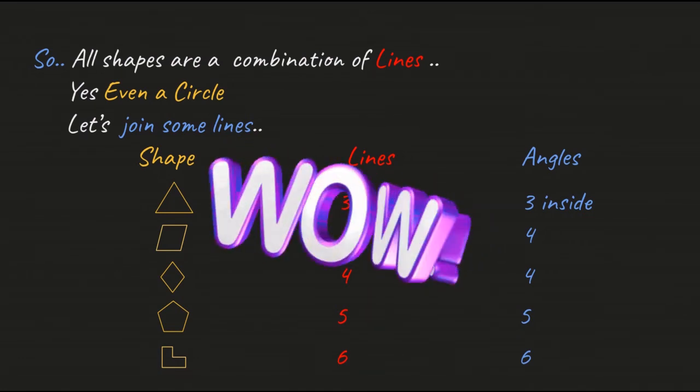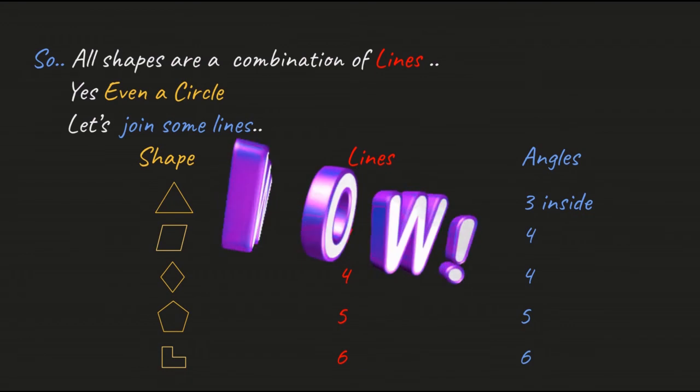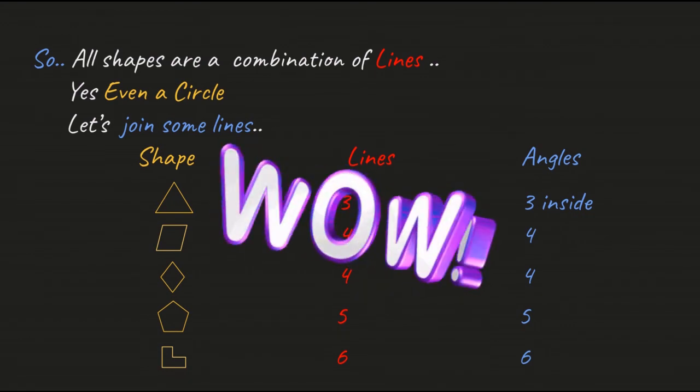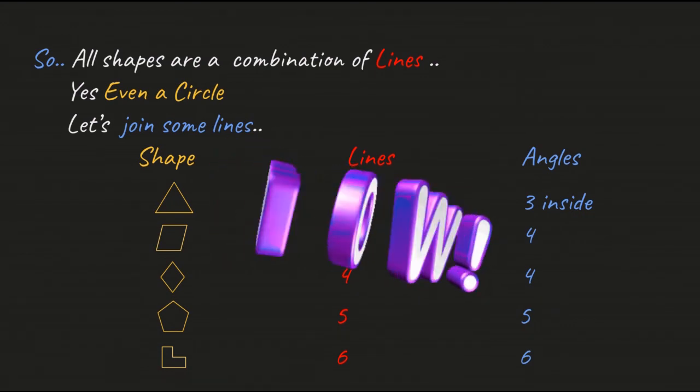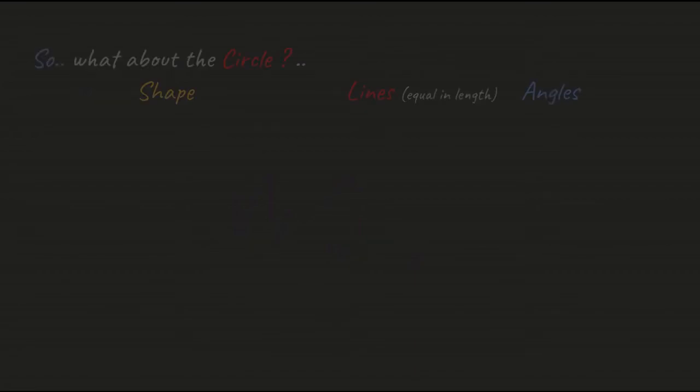This means something to us. The number of lines and the number of angles are always the same. And that's very, very interesting. So let's look at this in a little bit more detail. How do we get to a circle?